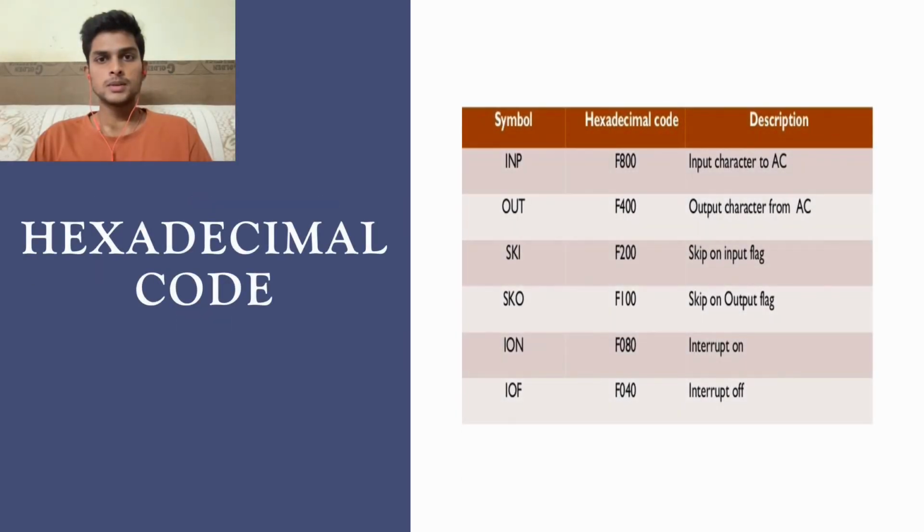Coming to the hexadecimal code in this format, the leftmost 4 bits are always 1111, which is equal to hexadecimal F. So they all begin with hexadecimal F.